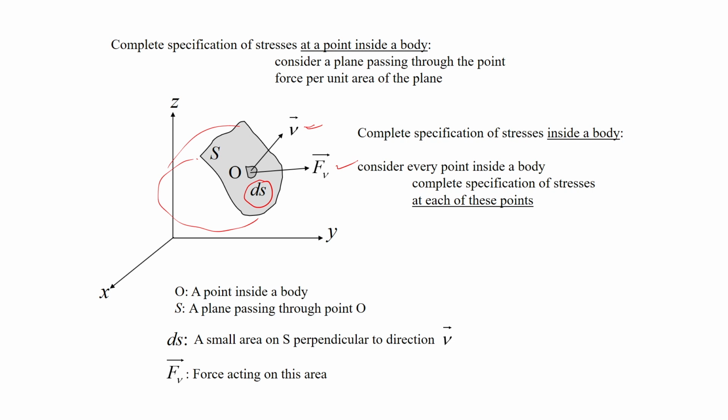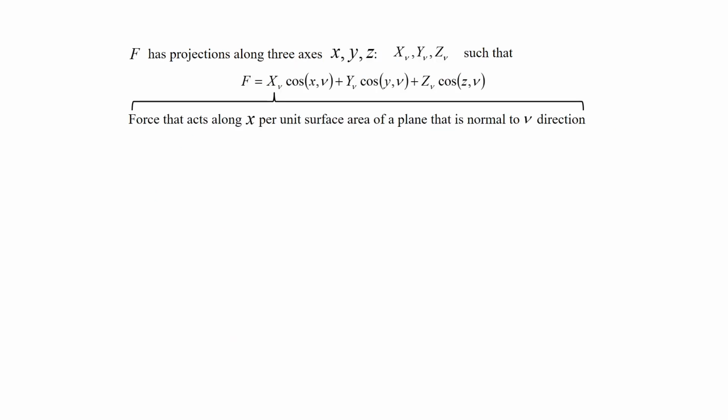So, now what we can say is that this F vector, or the F force, has projections along 3 axes, which are the x, y, z axes. These projections along x, y, z can be represented, let us say, as the F nu vector. So, this can be represented as X nu, Y nu and Z nu. Let us say this is Y nu, and this is X nu, and this is Z nu, like this. So, this is the force.